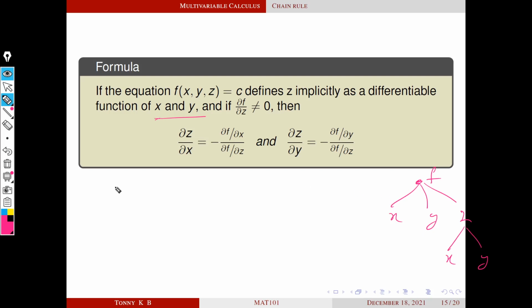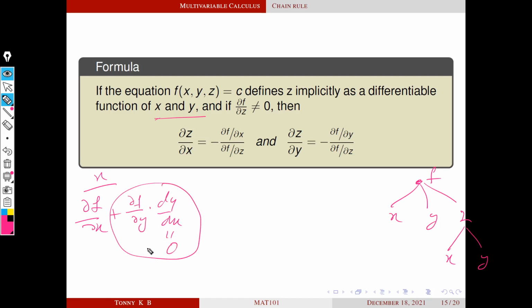Suppose we differentiate with respect to x. What about the left hand side? It is dou f by dou x plus, in this leg there is no dependency on x. If you differentiate, this becomes dou f by dou y into dy by dx, and this term is 0, because there is no dependency with respect to x.